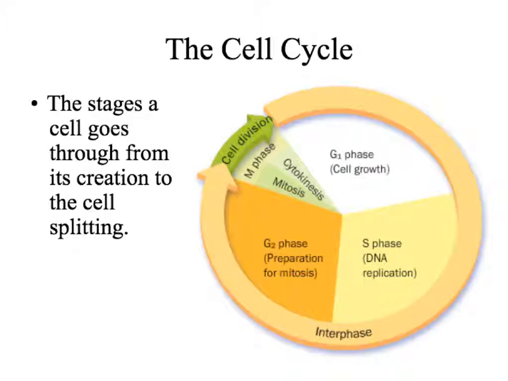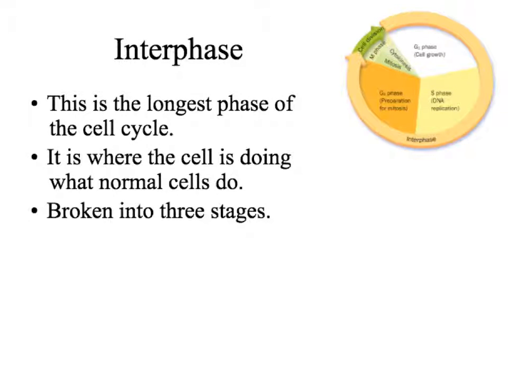The first stage that we want to talk about is what we call interphase. And interphase is the longest phase of the cell cycle. It's where the cell is doing what normal cells do. So if it's a muscle cell, it's behaving like a muscle cell. If it's a stomach cell, it's doing what stomach cells do. So that's what interphase is. It's this intermediate part where it's doing what it's normally doing.